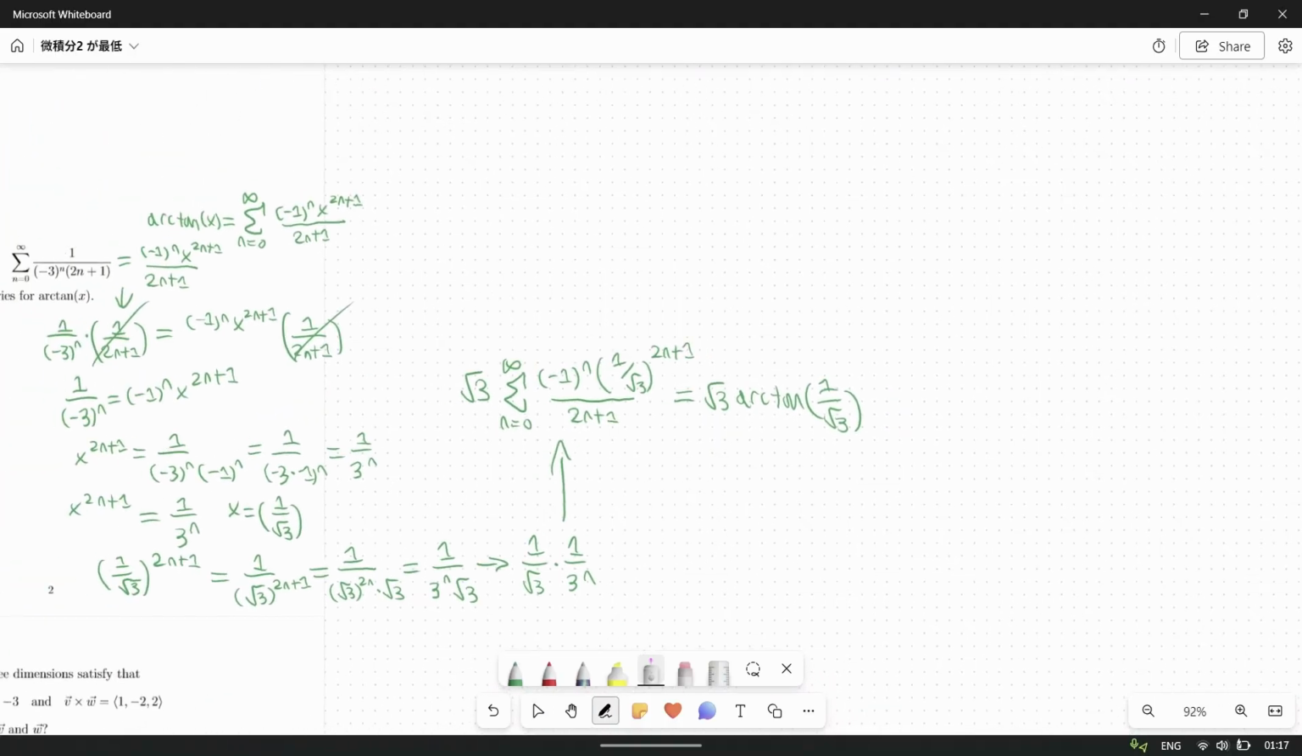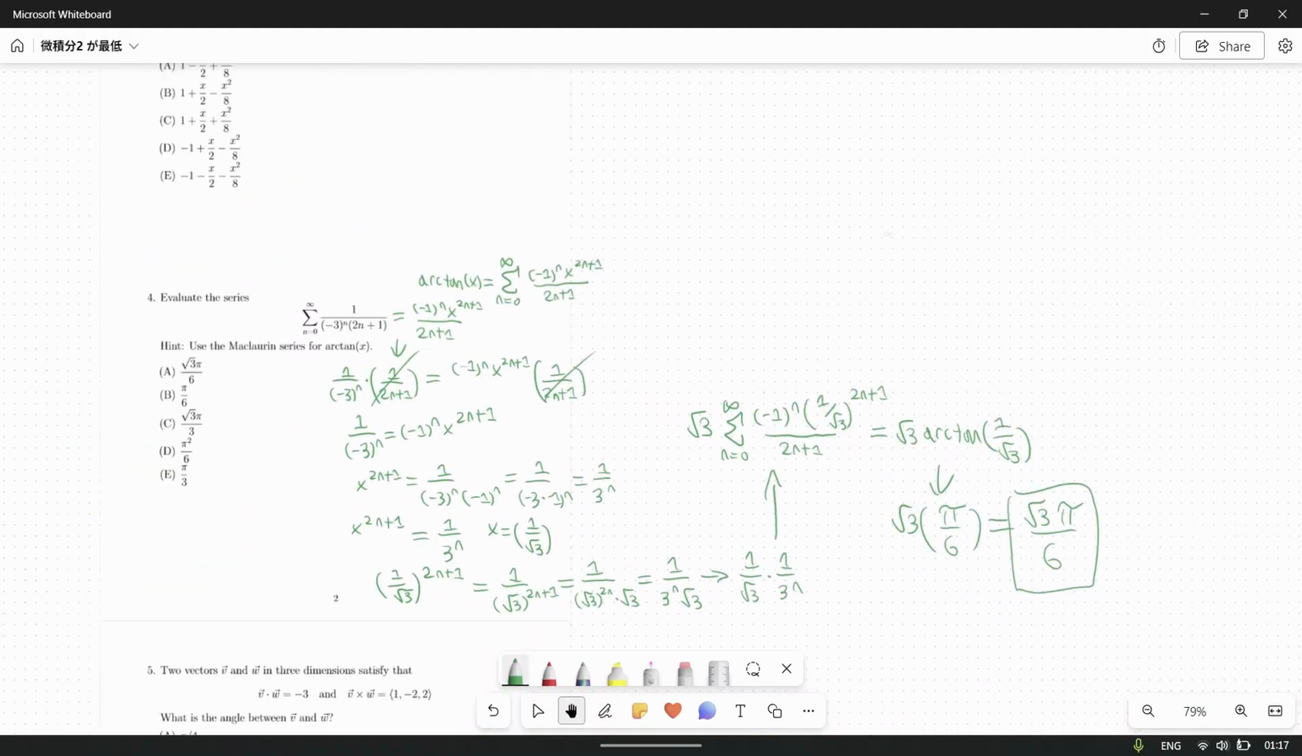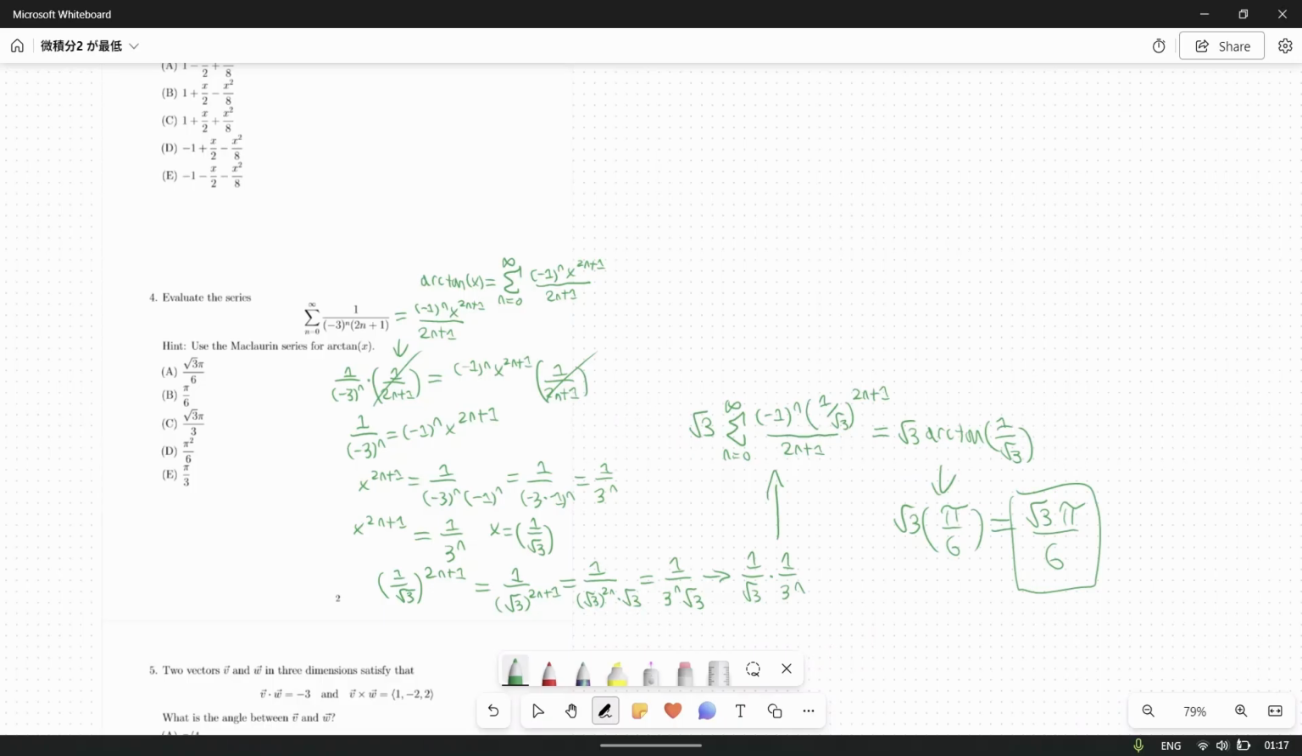And so when you do that, recall that the arctangent of 1 over root 3 is going to evaluate to pi over 6. So you'd end up with the square root of 3 times pi over 6. And so then you can simplify this, and it's ultimately going to be equal to the square root of 3 times pi over 6, like so. And then that would be the final answer to this question. Matching that up with your answer choices, you should end up with A.